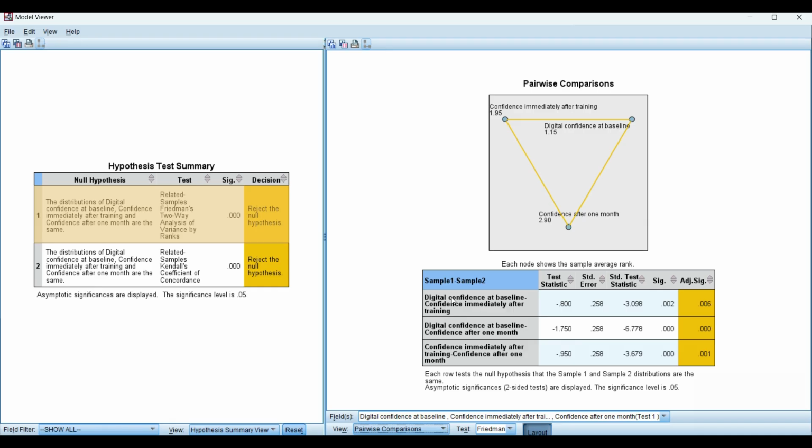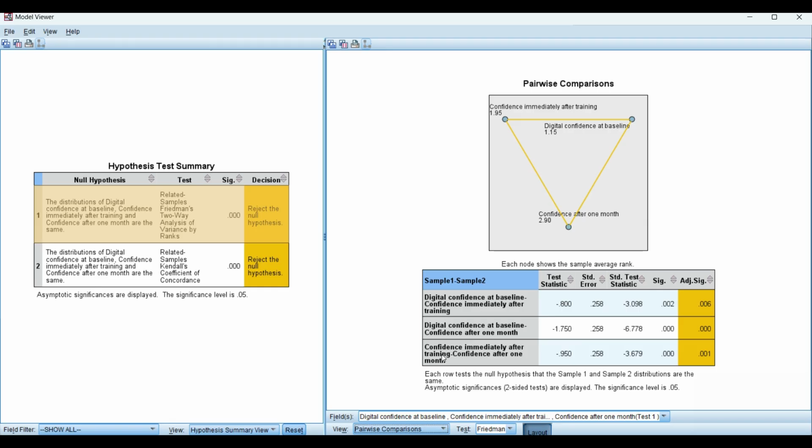If we see the digital confidence at baseline and immediately after training, we found the chi-square value is negative 0.800, which is significant in the case of alpha and also significant in the case of the Bonferroni adjusted significance level. So in this case, we reject the null hypothesis. If we compare the digital confidence at baseline to confidence after 1 month, we also get the chi-square value, and in both cases the p-value is significant. So in this case also we reject the null hypothesis.